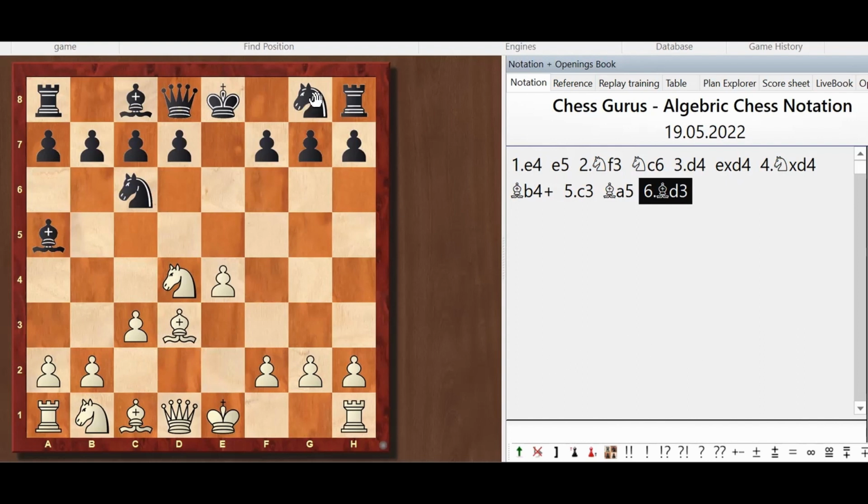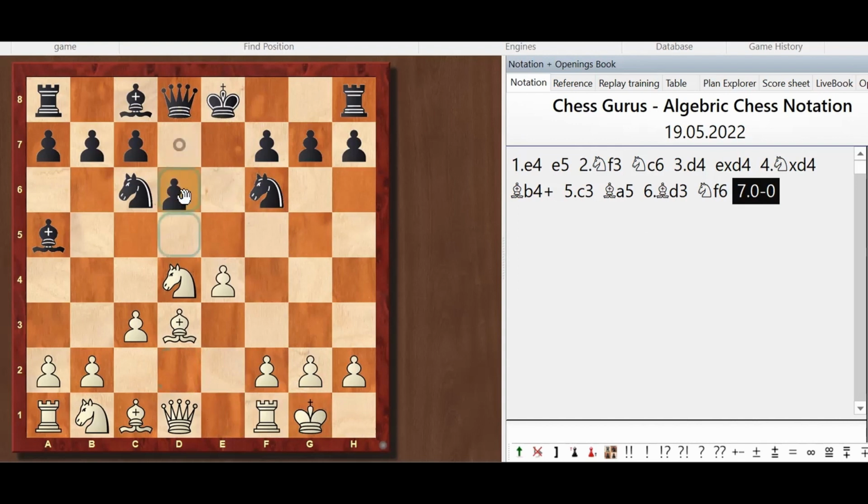Okay, so bishop d3, knight comes to f6, and now we can do short castle, right? So king goes here. We have to pick the king up and move it 2 squares. The rook will jump over, and it is castling. It is denoted by 0-0, as we learned when we learned about the symbols.